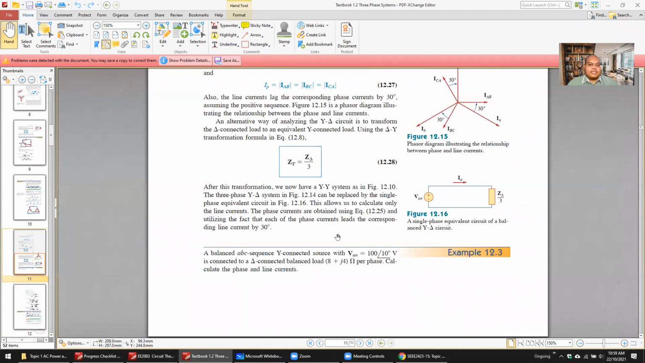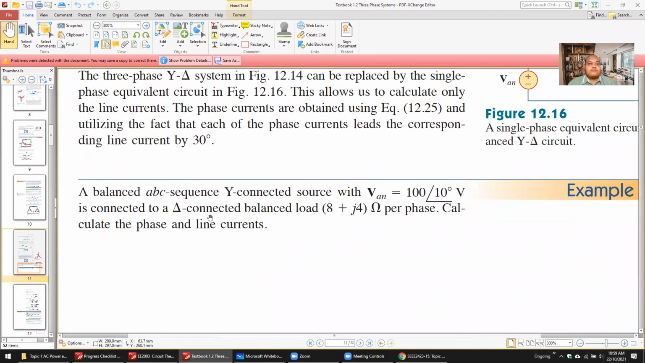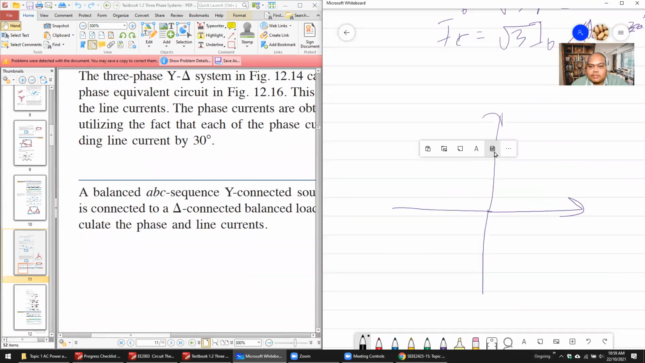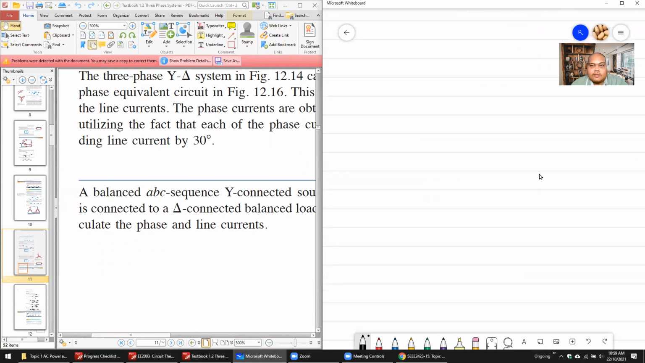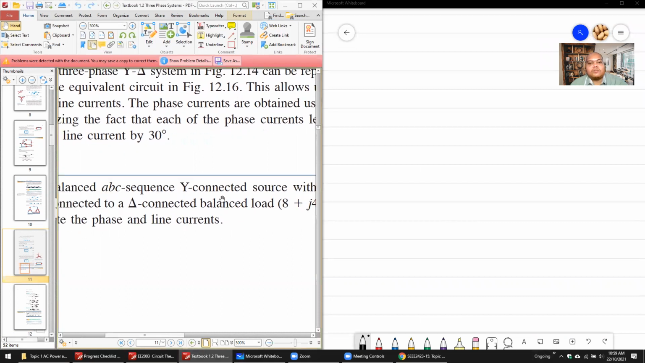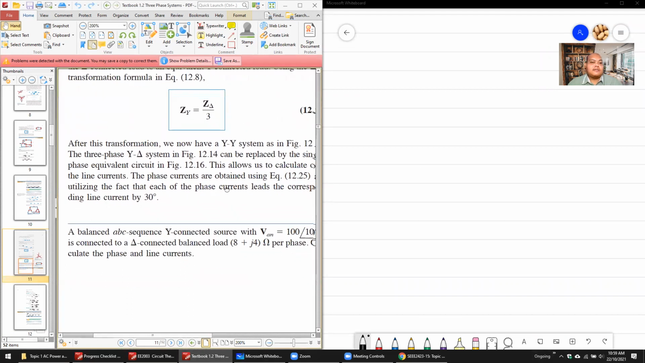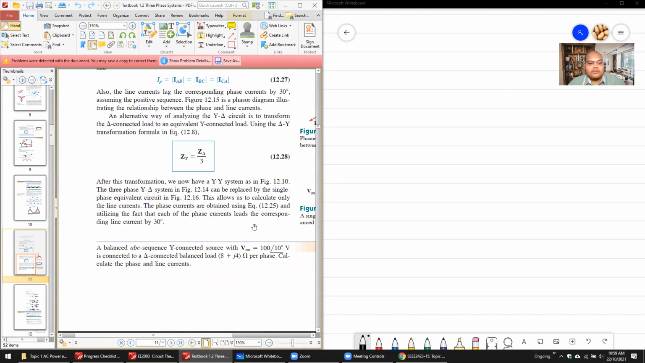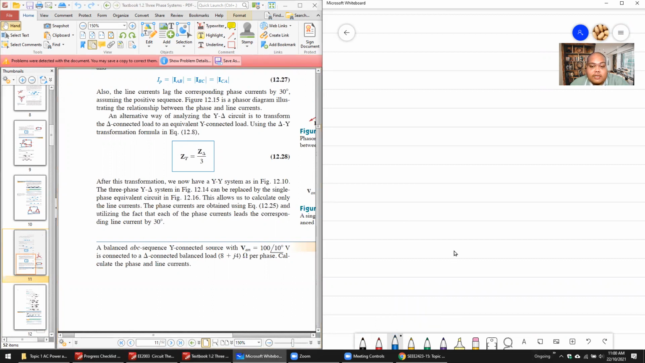So now this is the example here. A balanced ABC sequence Y-connected source has this delta load per phase. Calculate the phase and line current. So you just use the method I showed you before. Let me clear this. If they ask you to draw, you draw it. If you can imagine it, I think not yet, because you are still new at this. So I suggest you draw it and label it properly, because then you can see it easily.